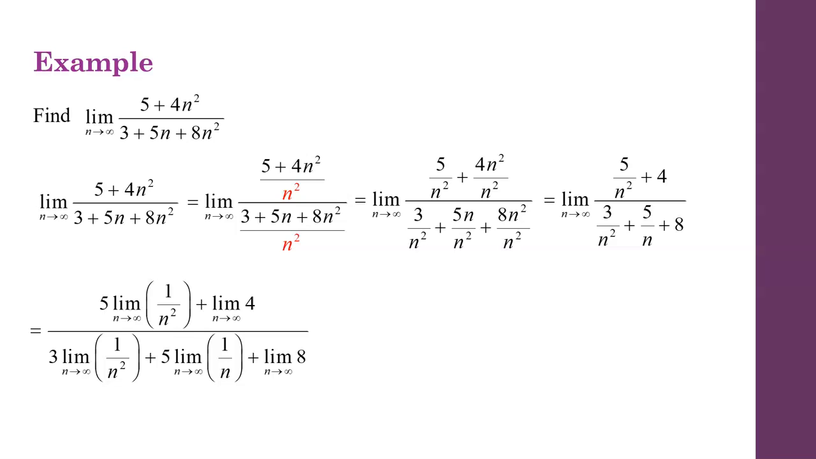And we just saw that some of these limits are just 0. We said the limit as n goes to infinity of 1 over n to any power, as long as the power is positive, is going to be 0. So I'm going to have 5 times 0 on the top. The limit of 4 is just 4 because it's a constant. On the bottom, we have 3 times 0 plus 5 times 0 plus the limit of 8, which is 8. So we have 0 plus 4 on the top, 0 plus 8 on the bottom. 4 over 8 reduces to 1/2.